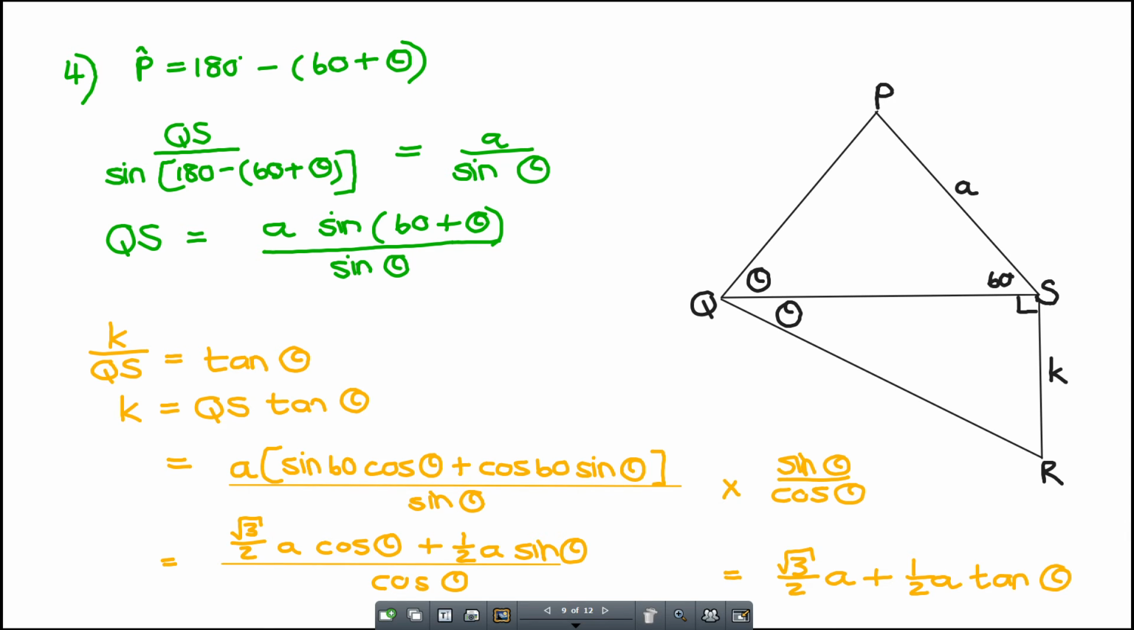Okay, so at number 4. In triangle QPS, SQP is, PSQ is 60 degrees, PS is A, whatever. Okay, so they want me to show that K is equal to... they must put that A in.